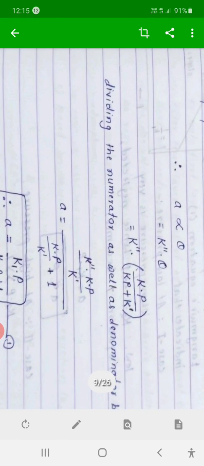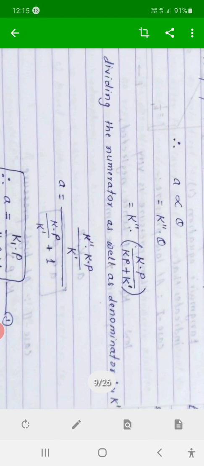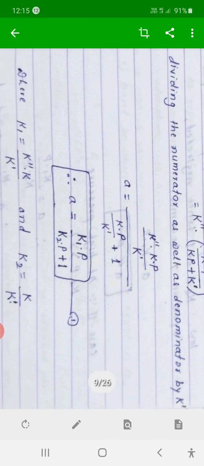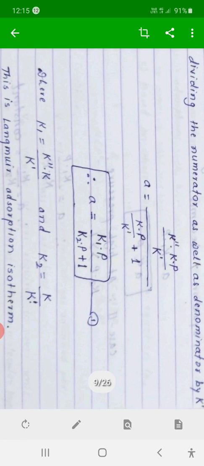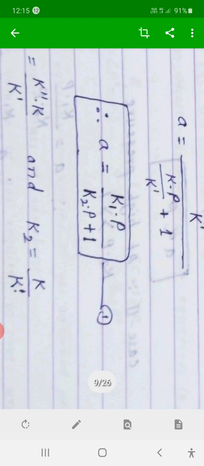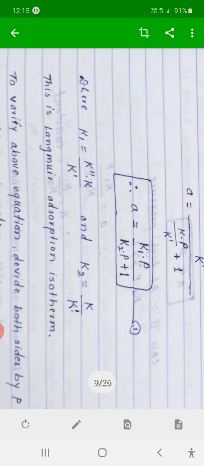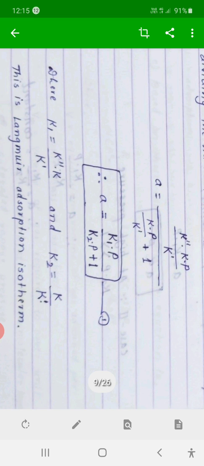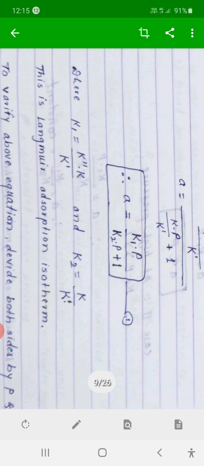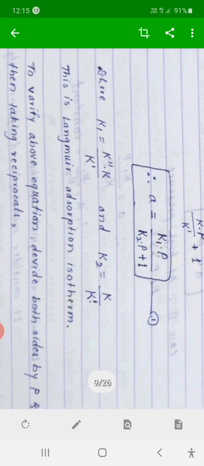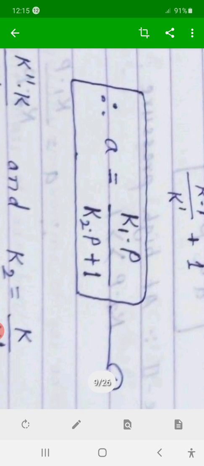Then dividing the numerator as well as the denominator by K dash, we get A is equal to K1P upon K2P plus 1. This is equation 1, where K1 is equal to K double dash into K upon K dash, and K2 is K upon K dash. This is the Langmuir adsorption isotherm equation: A is equal to K1P upon K2P plus 1.